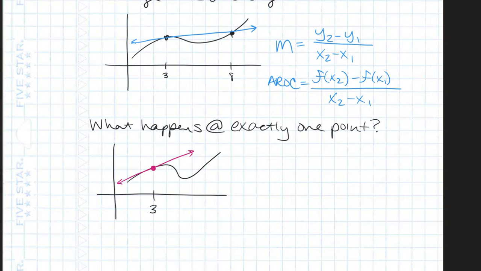Does anybody have a good idea of how we could take this formula we've already written down that requires 2 points and fix it or use it in some way that would show us how to find the slope at exactly 1 point? What's a good idea maybe? What if we zoom in really close? I like the way you phrase that.